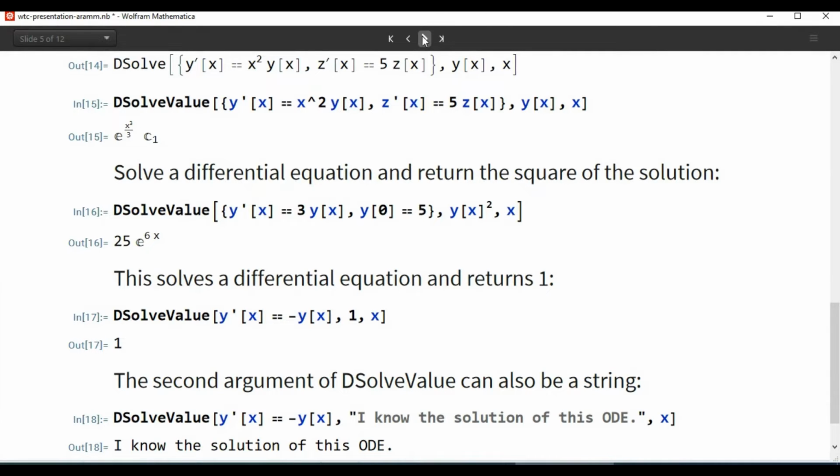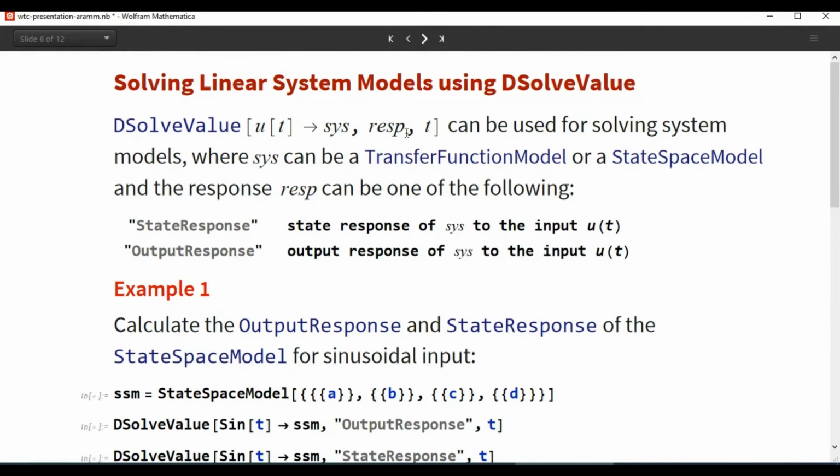So now I can return to my system models and will demonstrate to you how we can solve linear system models using DSolveValue. So here is the design. We can just write DSolveValue, and the first argument in this case will be input function goes to system model, and the system model can be a state space model or a transfer function model. The second argument here will be a string, which in this case can take only two values: "StateResponse" to generate the state response of the system, and "OutputResponse" to generate the output response of the system.